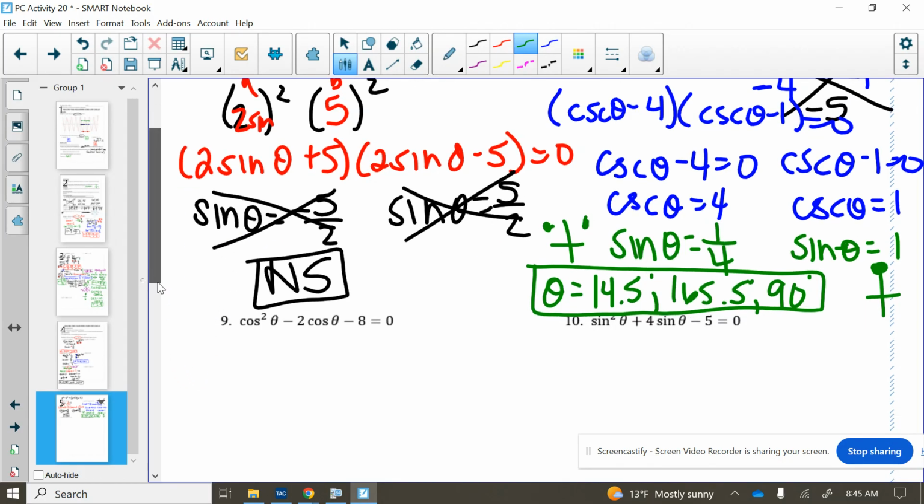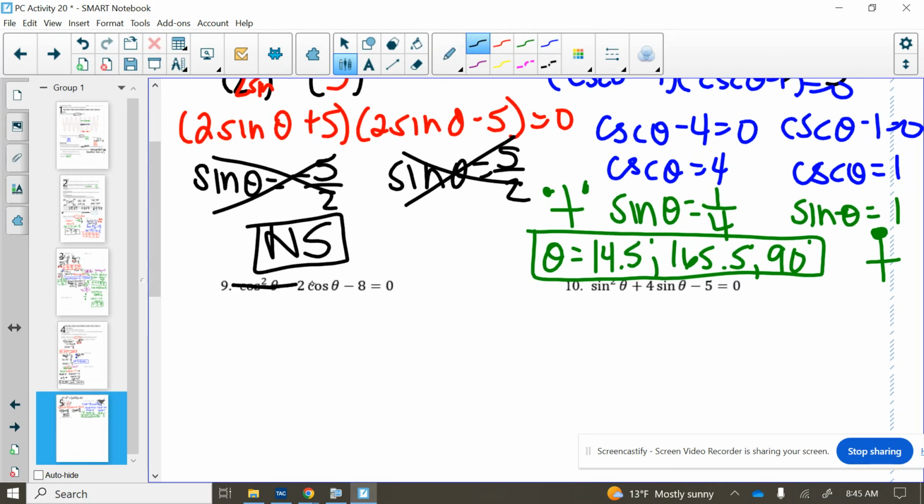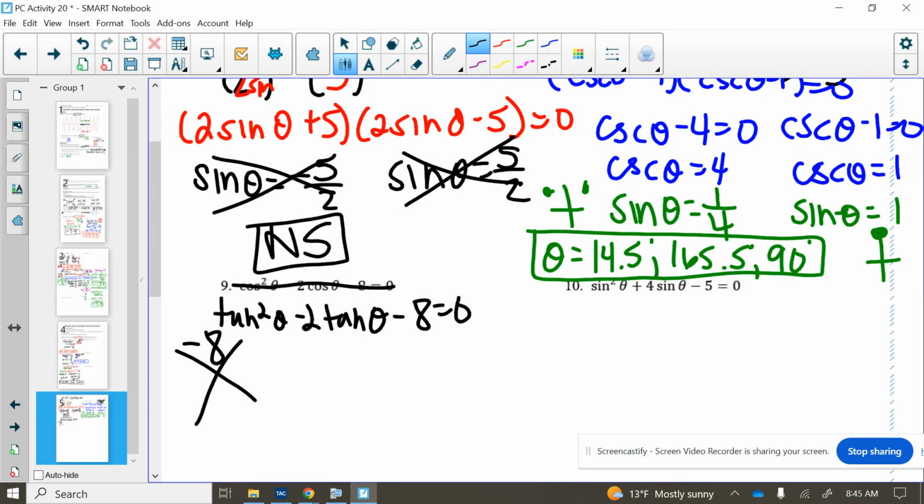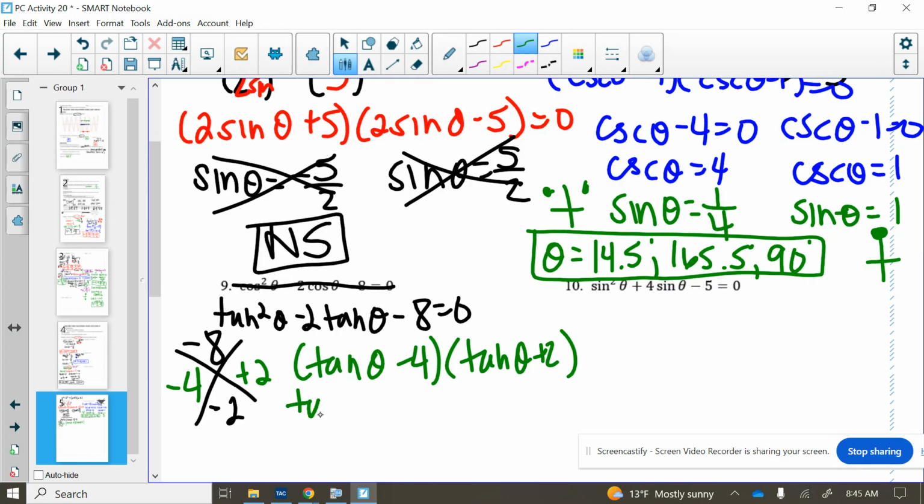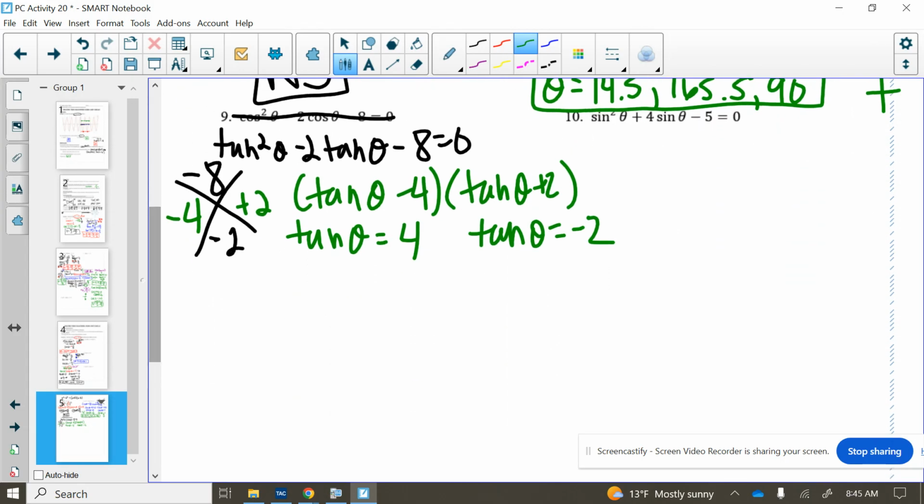All right, our last example, I apologize for the typo here. I want to change this, though, to be a tangent. So where is tangent squared theta minus 2 tan theta minus 8 equal to 0? So we just make that into a tangent. Well, similar to the last problem, we want what multiplies to be negative 8, adds to be negative 2. In this case, that's going to be negative 4, but positive 2. So we have tangent theta minus 4, tangent theta plus 2, and we're going to set each of those equal to 0 so that we end up with where is tangent equal to positive 4 or negative 2 after we set each piece equal to 0.